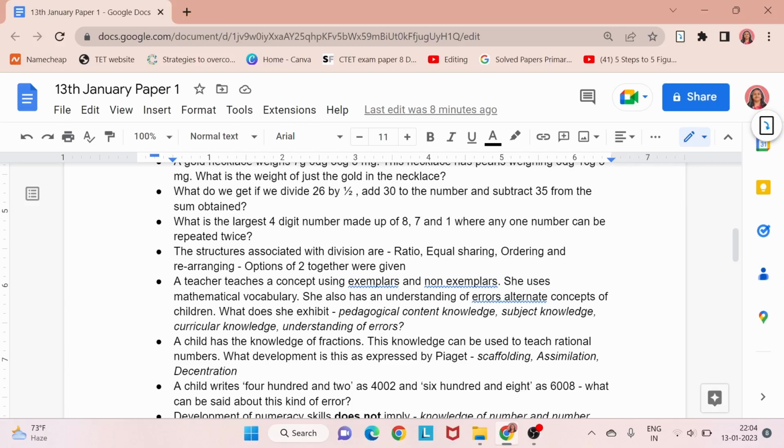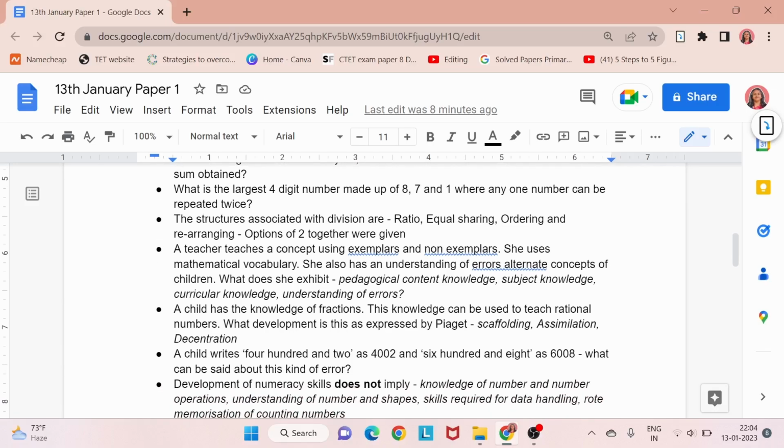Then another question is, a teacher teaches a concept using exemplars and non-exemplars. She uses mathematical vocabulary. She also has an understanding of errors and alternate concepts of children. So, what does she exhibit? Does she exhibit pedagogical content knowledge, subject knowledge, curricular knowledge, or understanding of errors? So, pedagogical content knowledge would be the answer here.